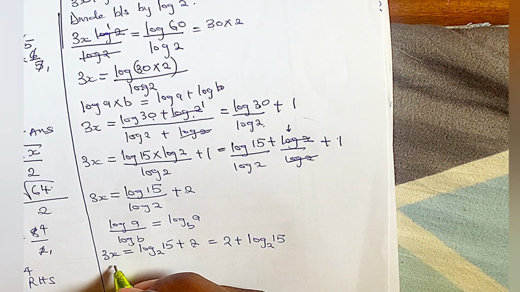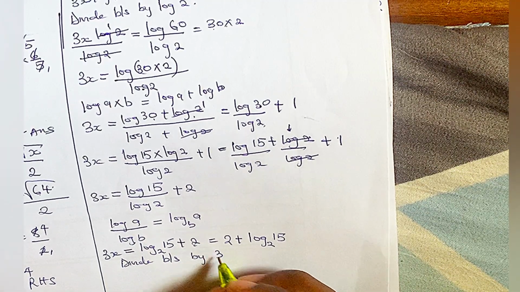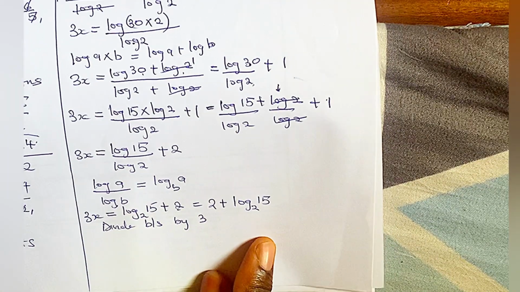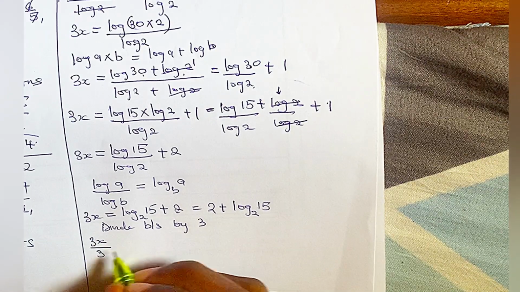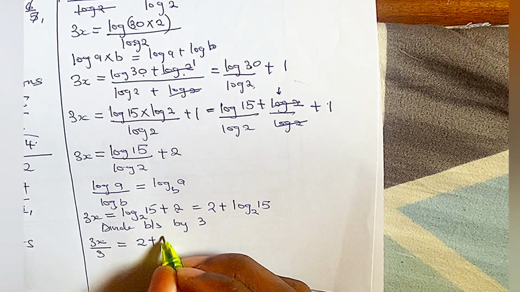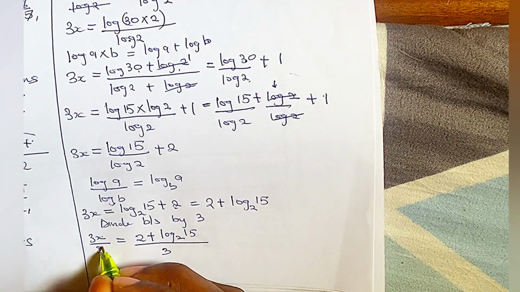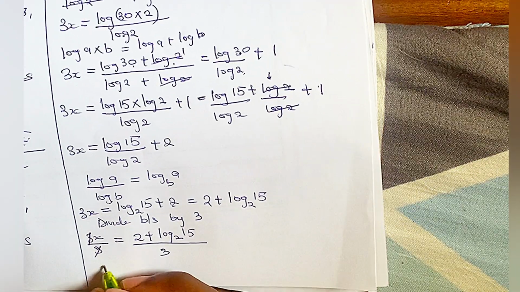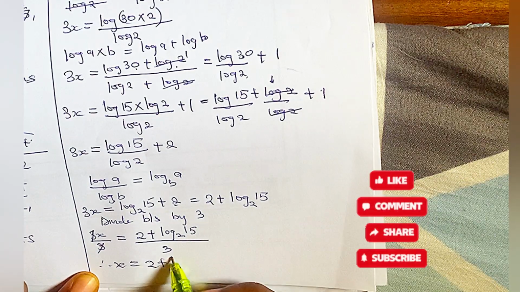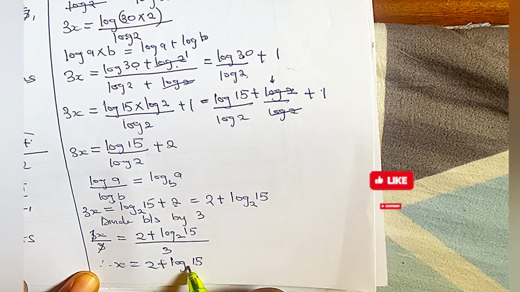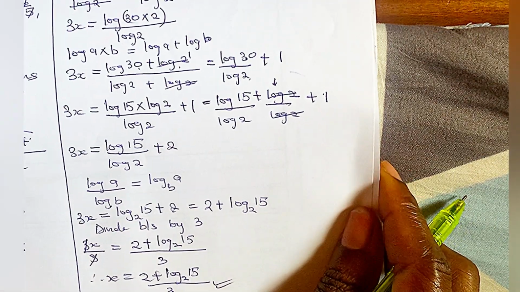Let's divide both sides by 3, because we're looking for the value of x. So we have 3x over 3 is equal to 2 plus log 15 base 2 over 3. 3 cancels 3, so therefore x is equal to 2 plus log 15 base 2 all over 3. This is our answer. Please don't leave the video yet.